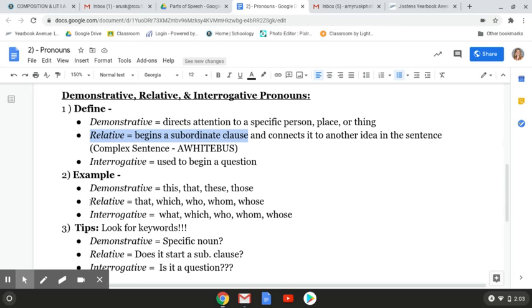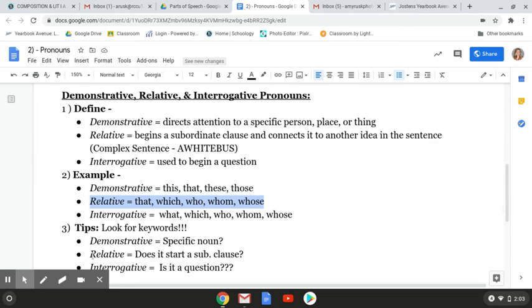So all of your relative pronouns are that, which, who, whom, and whose. There are other subordinate conjunctions that make up your subordinate conjunctions, but as far as your relative pronouns, that, which, who, whom, and whose are what's going to start your subordinate clause.